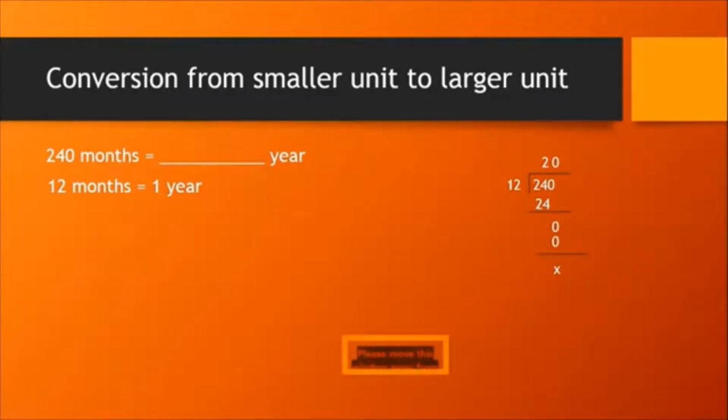And 24 minus 24 is 0. Bring down 0. 0 divided by 12 is 0. 0 times 12 is 0. And 0 minus 0 is 0. So therefore, there are 20 years in 240 months.